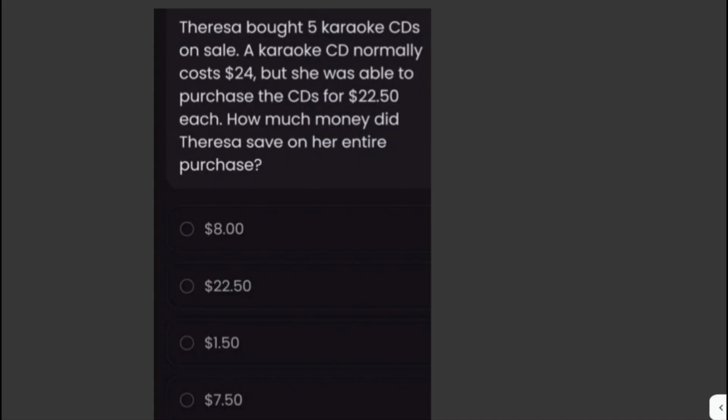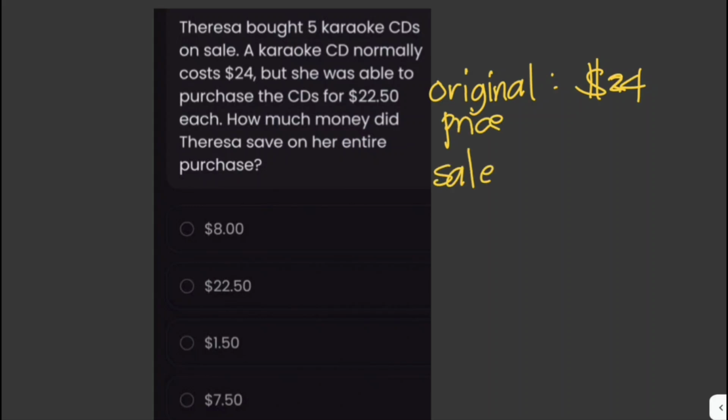Teresa bought 5 karaoke CDs on sale. A karaoke CD normally costs $24, but she was able to purchase the CDs for $22.5 each. How much money did Teresa save on her entire purchase? We're given that the original price of a karaoke CD is $24, and the sale price is $22.5.